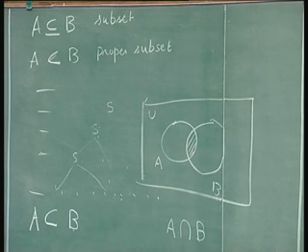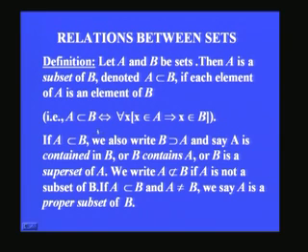So, when you say A is contained in B, you could also write it as B contains A. This is read as B contains A. So, if A is contained in B, we also write B contains A, and say A is contained in B or B contains A, or B is a superset of A. You can also say it like this, A is a subset of B or B is a superset of A.